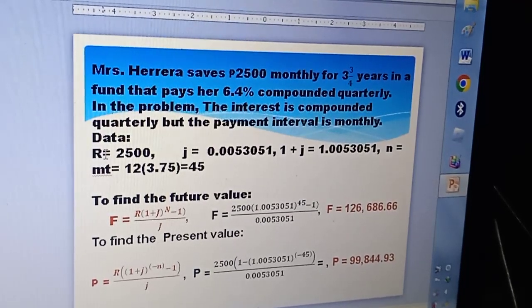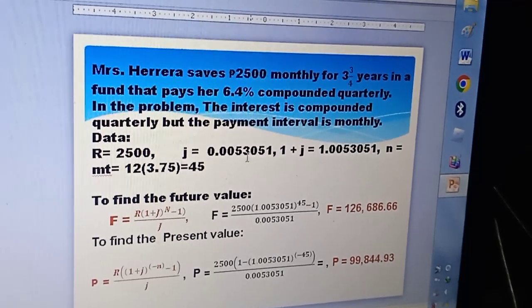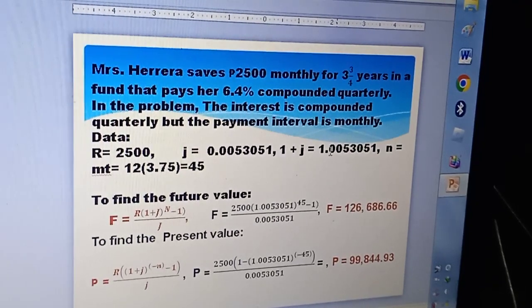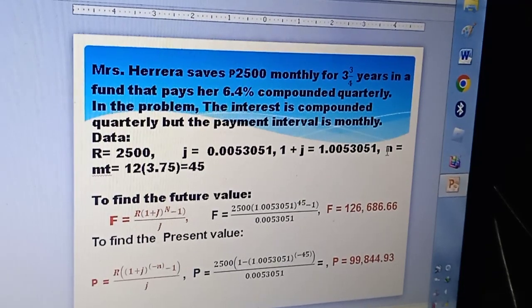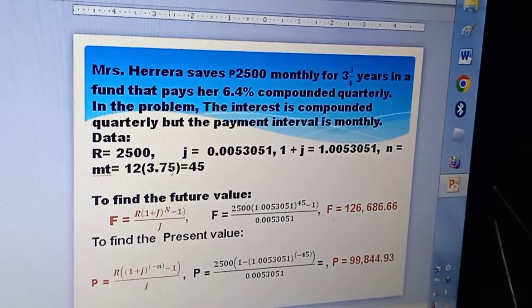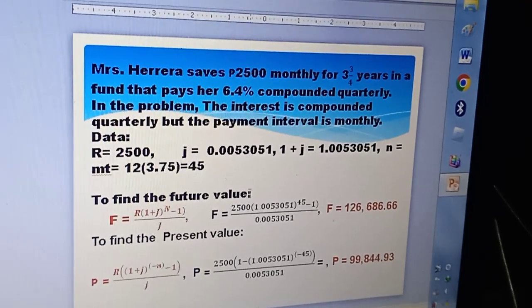So the data is R equals 2,500 and j is equal to 0.00535051, and 1 plus j is equal to 1.00535051, and n equals mt equals 12 times 3.75, because t is 3 and 3/4 years, that is 3.75 in decimal, that is equal to 45. So we substitute all those values to the formula.